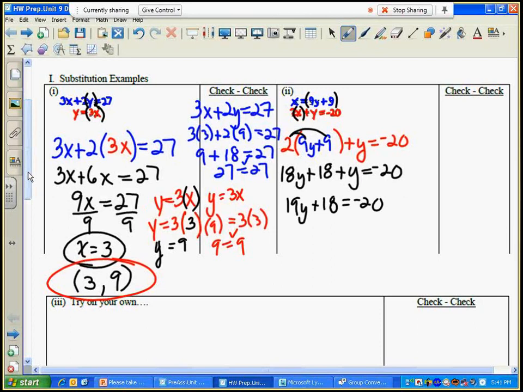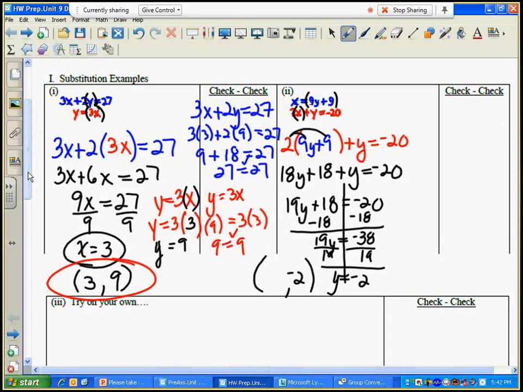Okay. Now let's begin to solve. We'll subtract away our 18. That gives us negative 38. They're both going in that negative direction. Divide away your 19, and y will equal negative 2. Okay, that gives us half of what we need. We think that the y value will be negative 2.